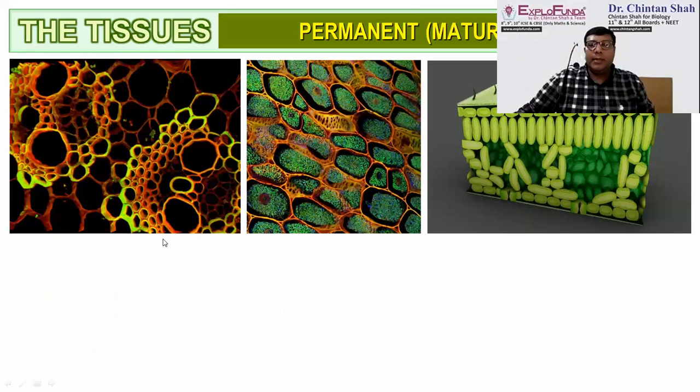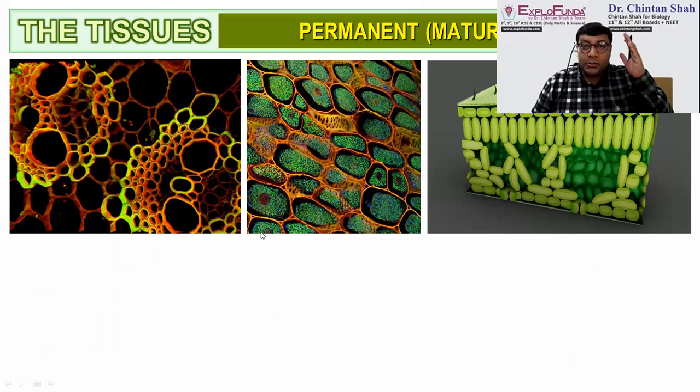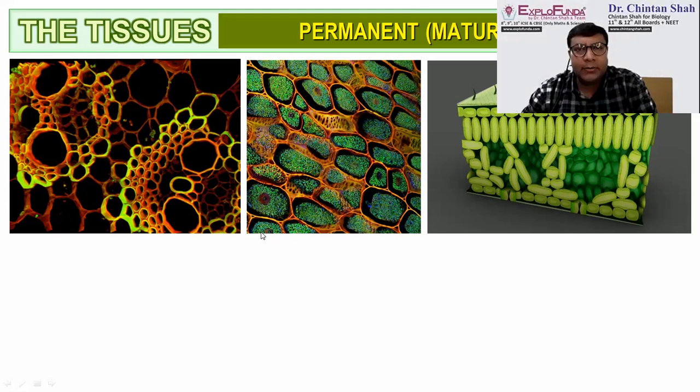Now we are talking about the permanent tissue. There are three types of permanent tissue. One is known as parenchyma, another is known as sclerenchyma, and the third is known as collenchyma. What is the difference between the permanent tissue and the meristematic tissue? I already told you, meristematic tissue has the capacity for cell division, but permanent tissue cannot go for cell division because it has undergone cell differentiation. When maturity is equal to cell differentiation.